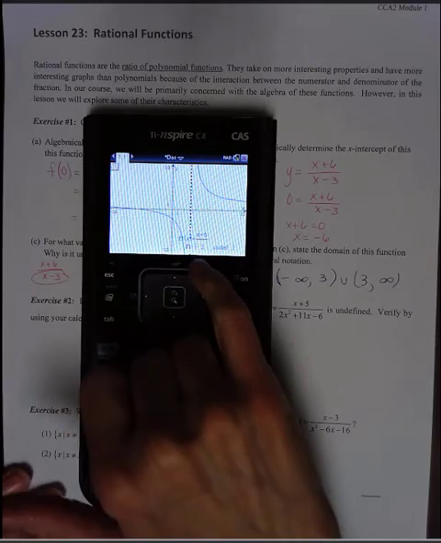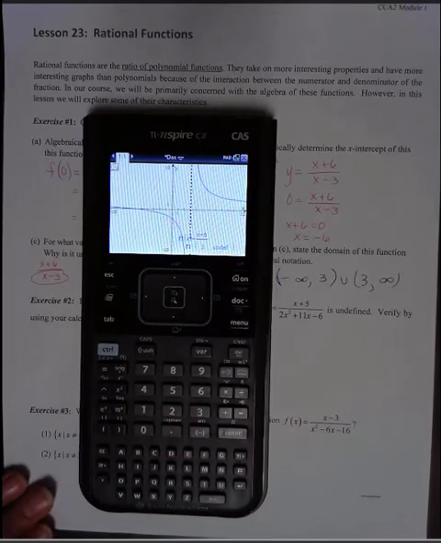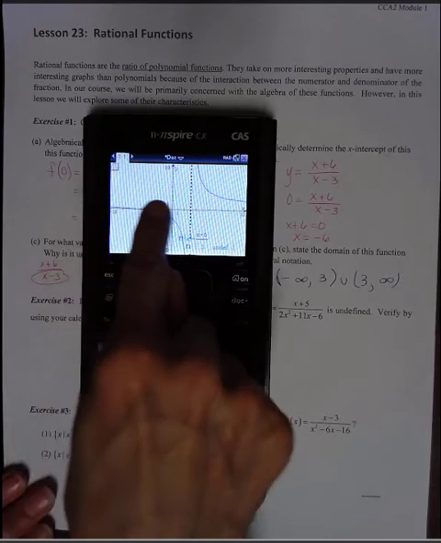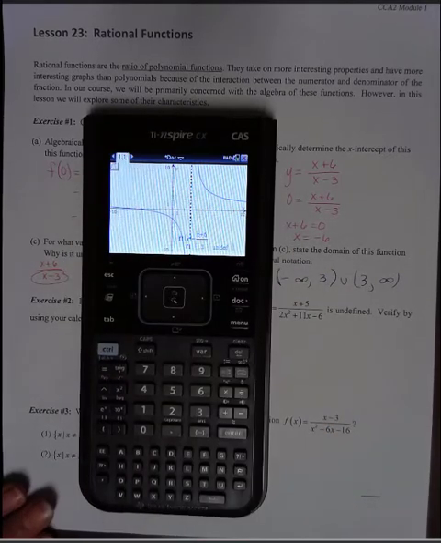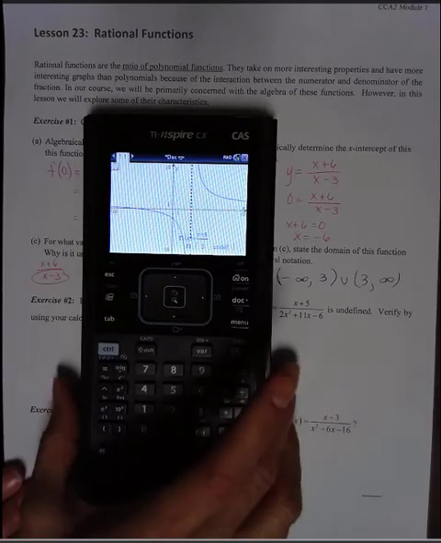And then it says 3 undefined. So it warns you or tells you, yep, that's the undefined value. So it kind of confirms what we found algebraically. Okay, and then that can help you to determine your domain. So it looks like every x value works except as we get close to that 3 value.